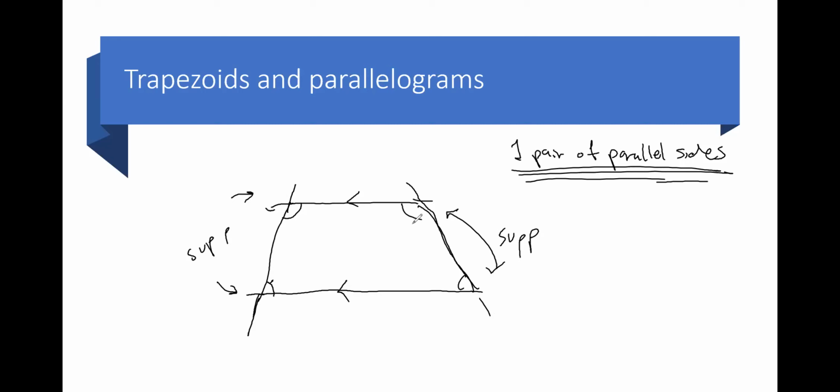Okay, so basically the adjacent angles, which means they're next to each other, the adjacent angles on the non-parallel sides are supplementary to each other, okay? So this is a relationship between the angles of a trapezoid. One thing is that there is no relationship between these, okay? Only the angles adjacent along the sides that are not parallel are supplementary, okay?